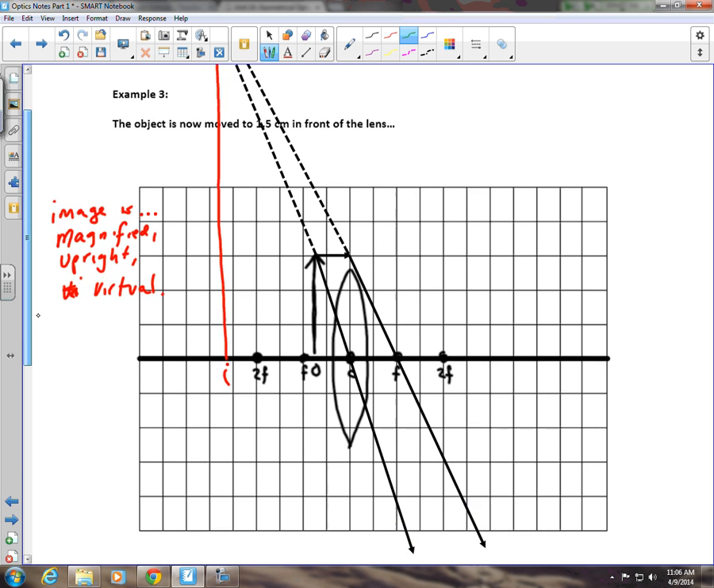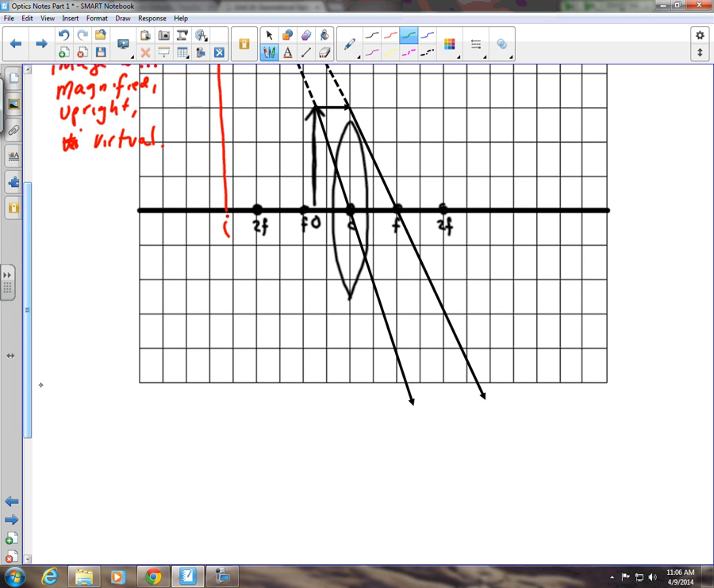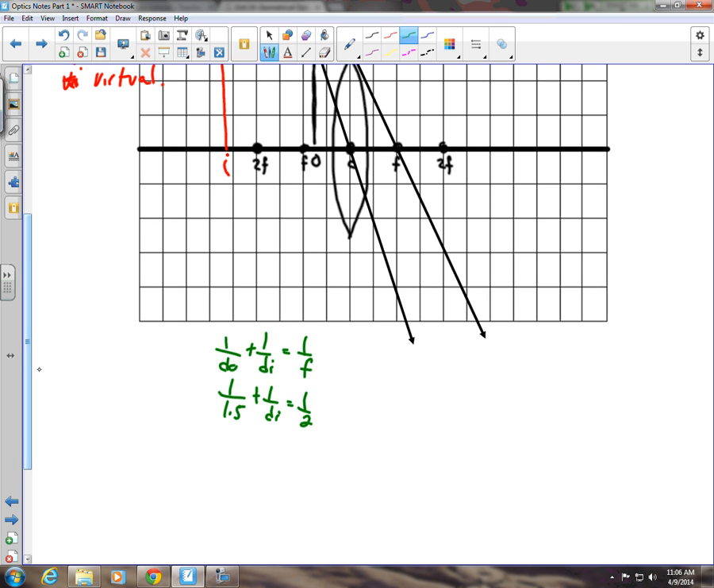Next one. 1 over DO plus 1 over DI is 1 over F. DO was 1.5 this time, so 1 over 1.5 plus 1 over DI is 1 over 2. Subtract the 1 over 1.5 from both sides. I get 1 over DI is 1/2 minus 1 over 1.5. My common denominator is 6 again, so it's 3 over 6 minus 4 over 6, which is minus 1/6. So then DI is minus 6.